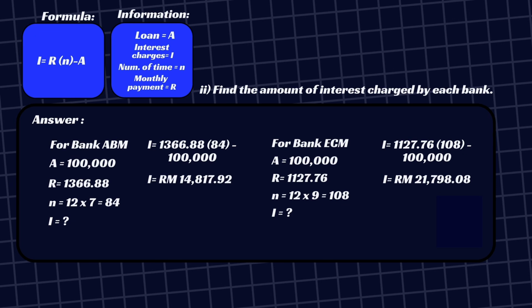For bank ACM, we need to do the same step like bank ABM. We just put the information into the formula. So, I equal to 21,798 ringgit and 8 cent.